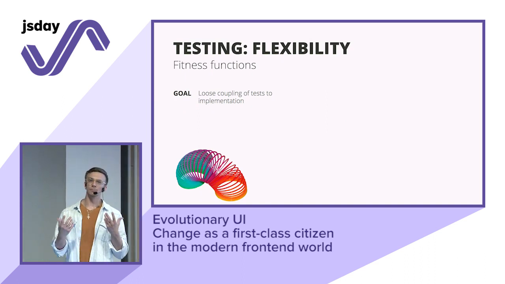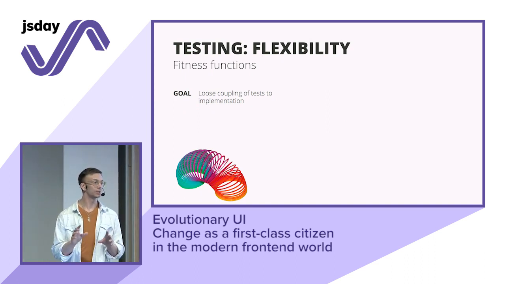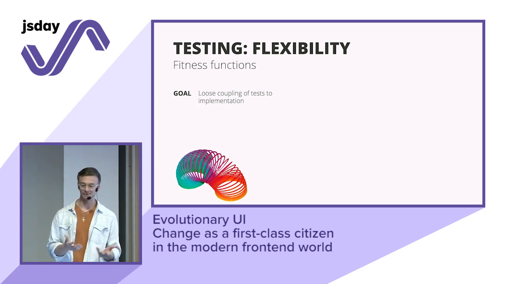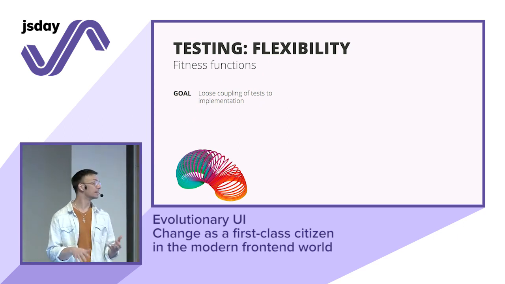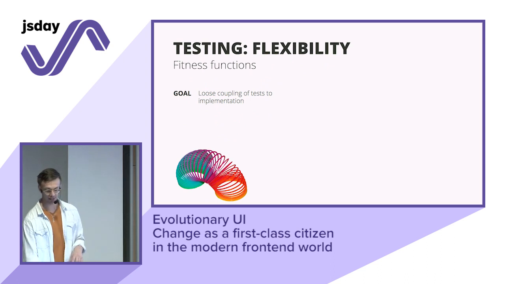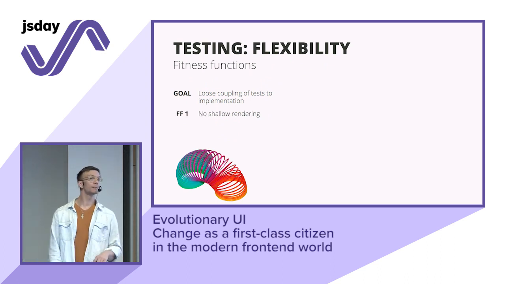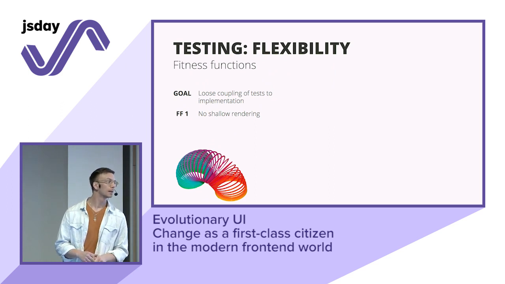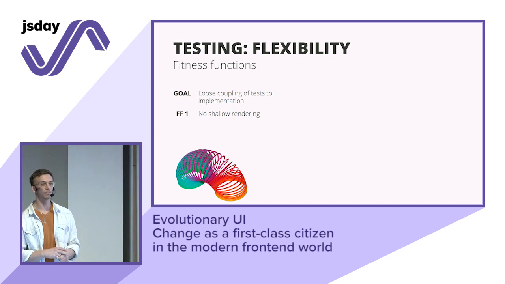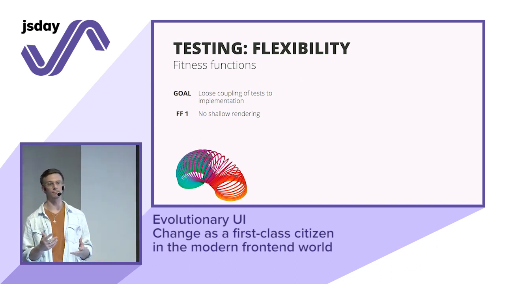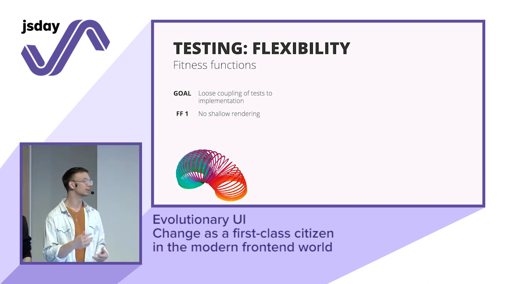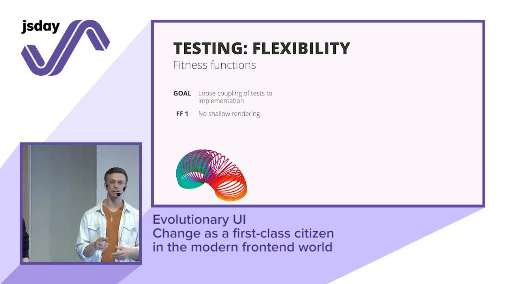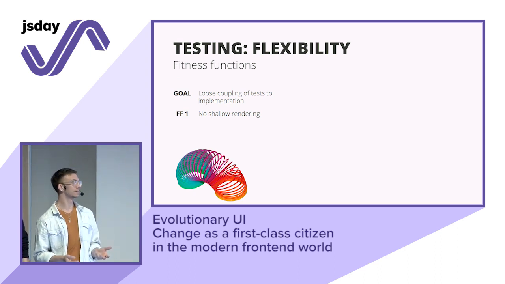OK, so now let's see what are some fitness functions that we could use to get ourselves away from this particular type of testing. So our goal, remember, is to loosely couple our tests to the implementation. So one potential fitness function that we could use is disallowing shallow rendering. There are a lot of test libraries out there that provide a shallow rendering option. Usually this is used at unit test level to make mocking easy. Usually it provides the capability to sort of reach into the component, look at implementation things, manually update stuff. It is considered by many people not a good practice anymore.